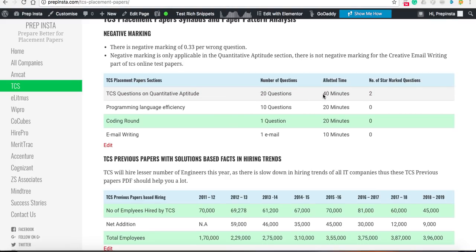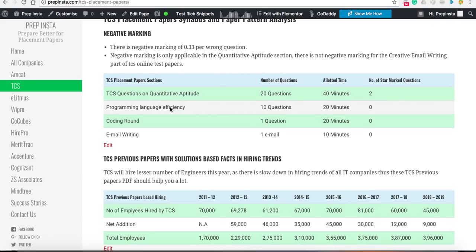You're given 40 minutes for that, and there are 20 questions, and in that there are two star mark questions which have double marks, or in case of a tie, they consider who has solved more star marked questions. I'd like to highlight that there is 0.33 negative marking if you mark a wrong answer. Negative marking is there, right? So be very sure when you're marking an answer, and don't mark it unnecessarily. Even if it's a star mark question, the negative marking stays 0.33, even though the marks awarded for those star mark questions are double, right?